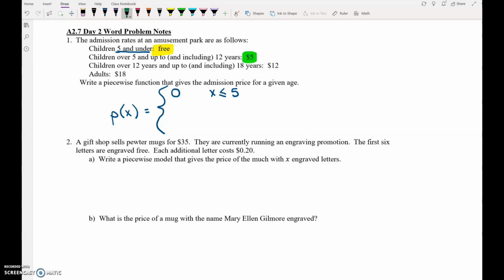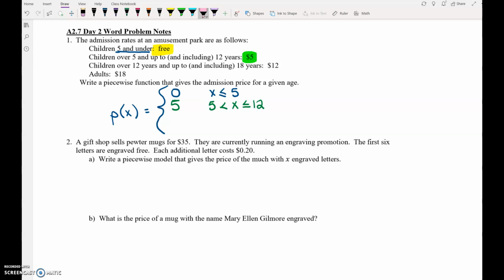Next up, we have $5. That is for children over 5, so that means X has to be bigger than 5, up to and including 12 years. So 5 is the starting age, less than X, less than or equal to 12. X has to be in between the ages of 5 and 12. 5 was included up here in our first one, so 5 can't be included in the next one. That's why this one is just a less than, not a less than or equal to.